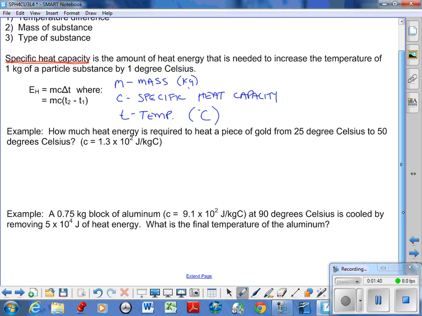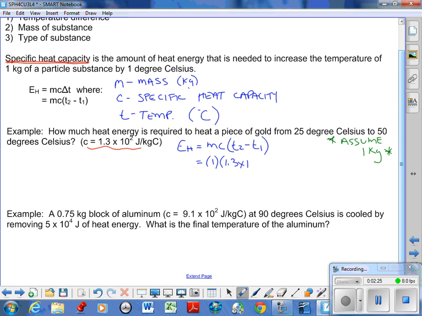So a couple of examples. How much heat energy is required to heat a piece of gold from 25 degrees to 50 degrees? And the specific heat capacity is given. So formula, heat energy equals m c (T2 minus T1). T1 is the initial temperature, always. So what do we have here? Heat a piece of gold. Mass isn't given. So let's just assume 10 kilograms. Well, that's a lot of gold. Let's assume 1 kilogram.